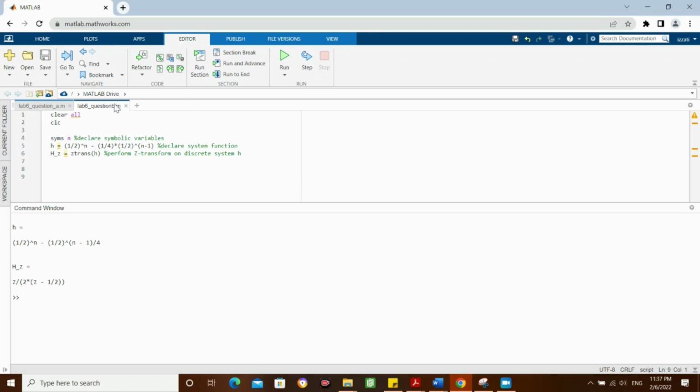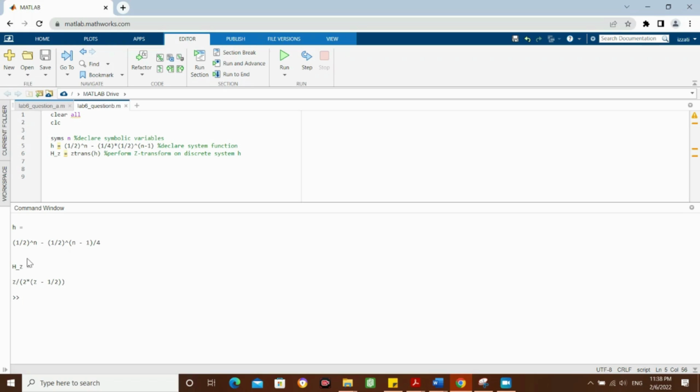For the simulation of question B, the simulation is the same as for question A, but the difference is that we change the system function into the equation of system function B. After we run the simulation, the command window will show the Z transformation for system B, which is equal to z over 2 bracket z minus 1/2. So the Z transformation obtained from the simulation for question B is different from the one obtained from the calculation.